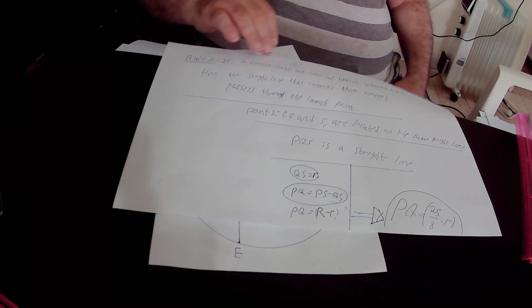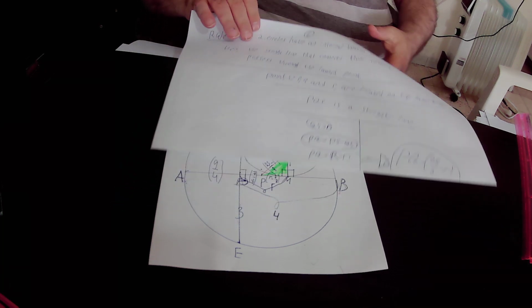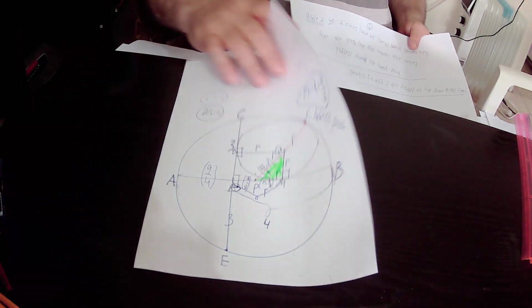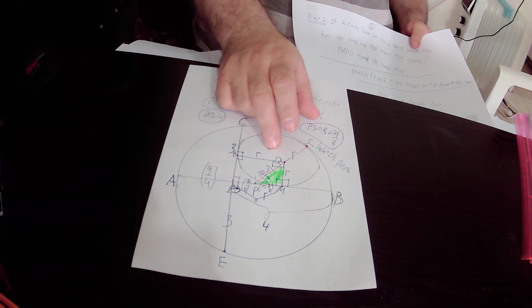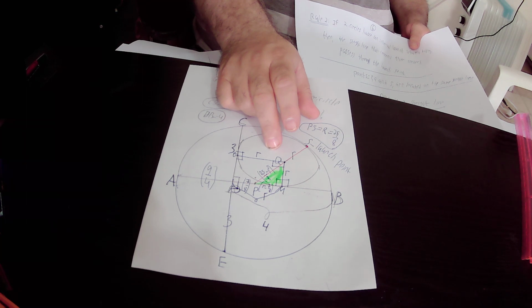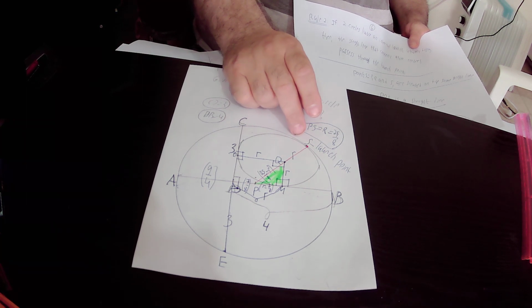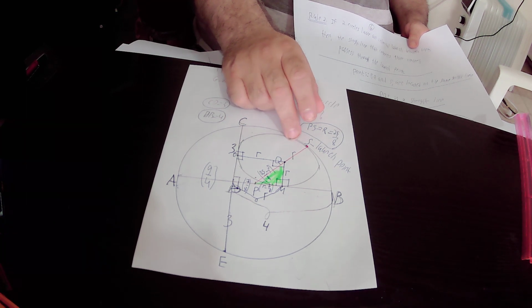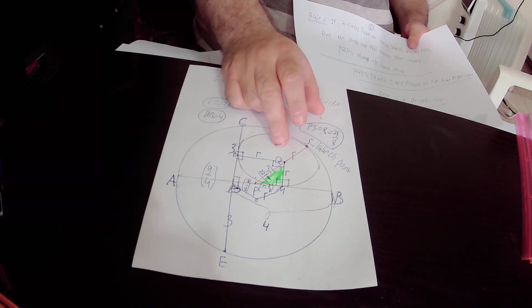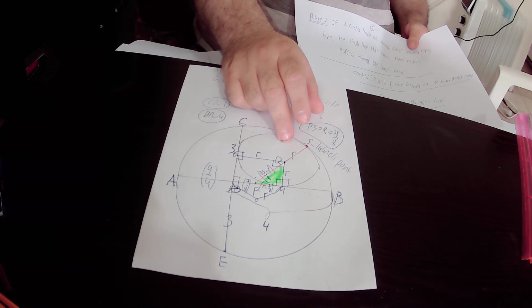According to rule number 2, of course. And here, what is the length of line segment QS? Q is the center of the small circle. S is a point on the small circle itself. This is exactly the definition of a radius. So QS is the radius of the small circle that is equal to small r.